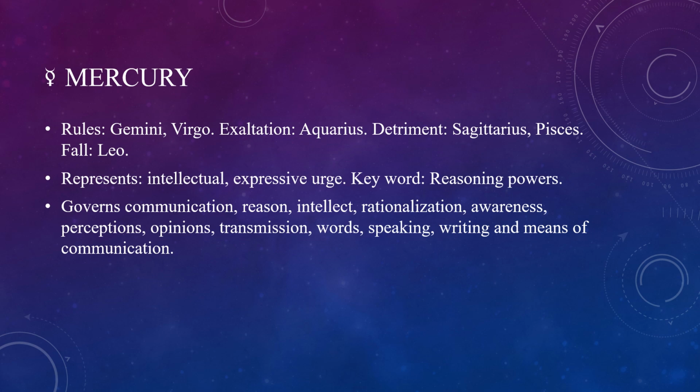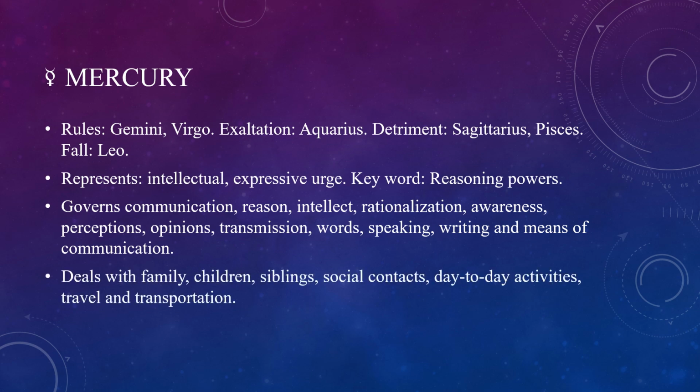Mercury governs communication, reason, intellect, rationalization, awareness, perceptions, opinions, transmission, words and speaking, writing, and all means of communication. It deals with family, children, siblings, social contacts, day-to-day activities, travel, and transportation. Mercury's action is rapid, unpredictable, and explosive.